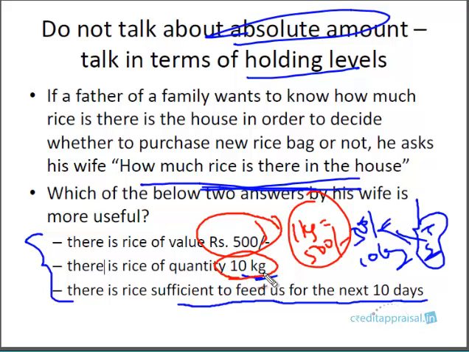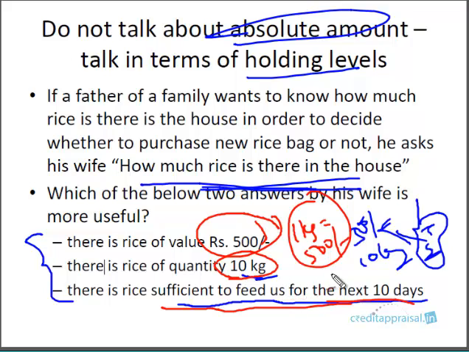10 kgs is better. If the wife says we have rice 10 kgs, it is better. Again, that is assuming that he has an idea that they're going to consume 1 kg per day. Again, assuming he has that sort of information, this is going to be useful. But the third answer is most useful.